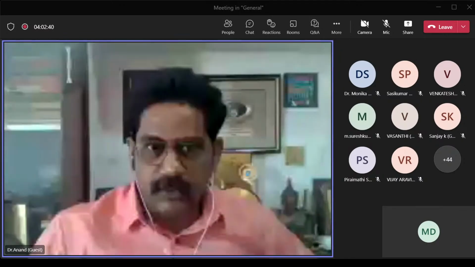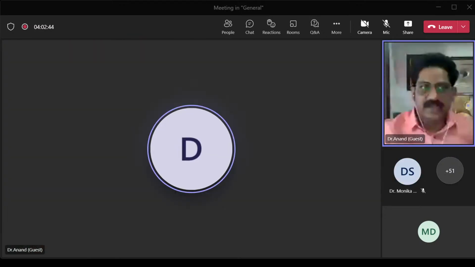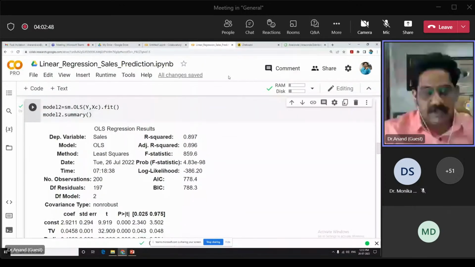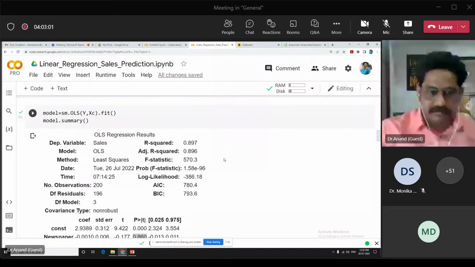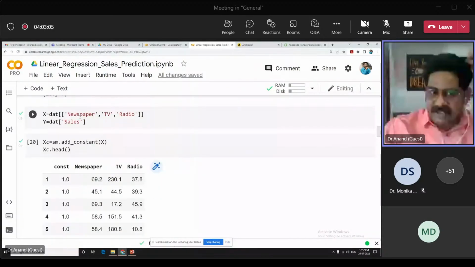Don't trust the actual R square, the adjusted R square, because of the irrelevant features. See here the difference in model 2: 89.6, 89.7 and 89.6. The penalty term is very negligible, but comparatively, with the three features, we cannot make much difference between R square and adjusted R square.